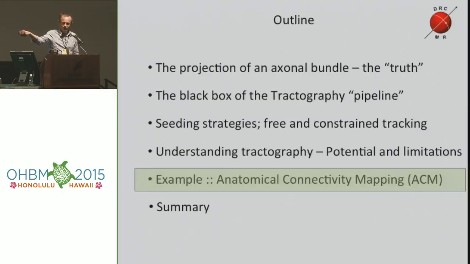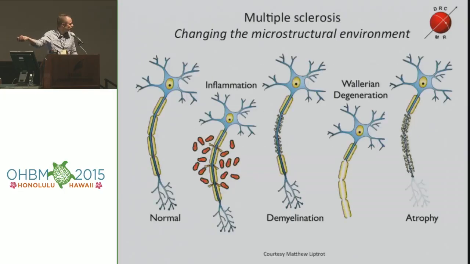Okay, and the last thing is I will give a short example of how you can combine tractography in a new kind of way. I will give an example of multiple sclerosis. Multiple sclerosis is a neurodegenerative disease, also dominated by inflammation. So you will start with some inflammation in the beginning, then you have demyelination, and with time the neurons will degenerate, and you will see atrophy in the brain.